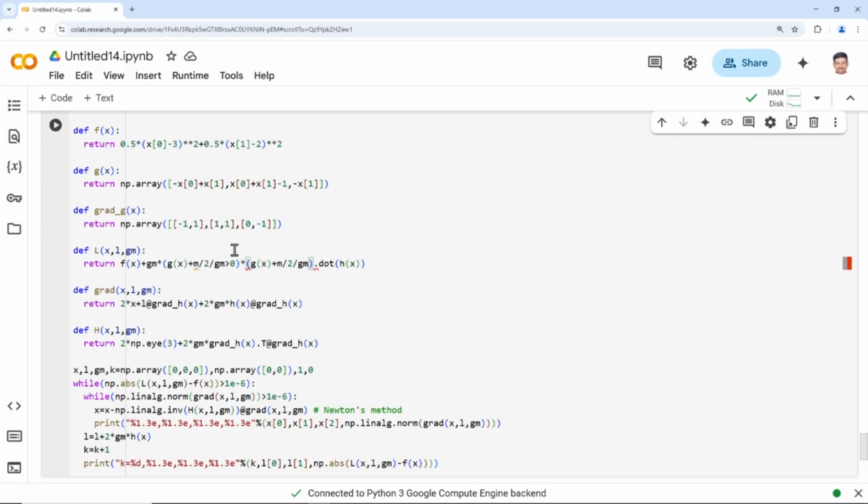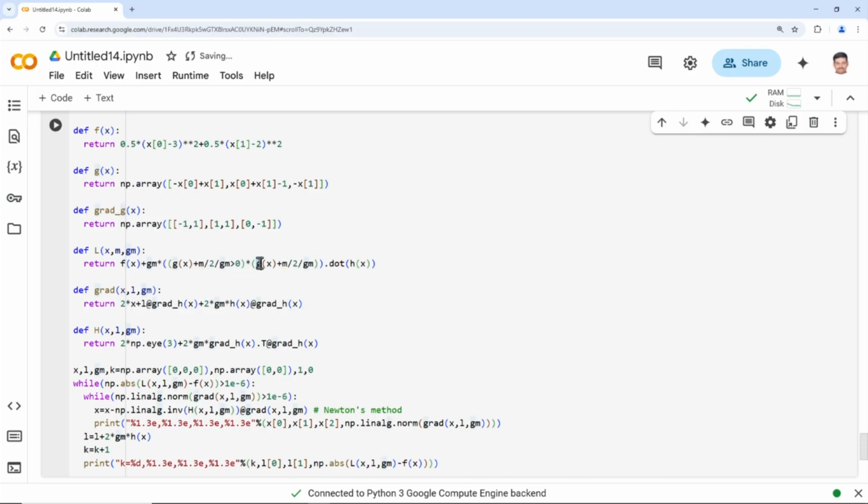Okay. So, we will give a bracket here. This will actually give us g of x plus mu by 2 gamma if it is greater than 0, otherwise it will give us 0, right. So, this Boolean function is something that we are already familiar with, and instead of L we will have to use m because this is mu. Okay.